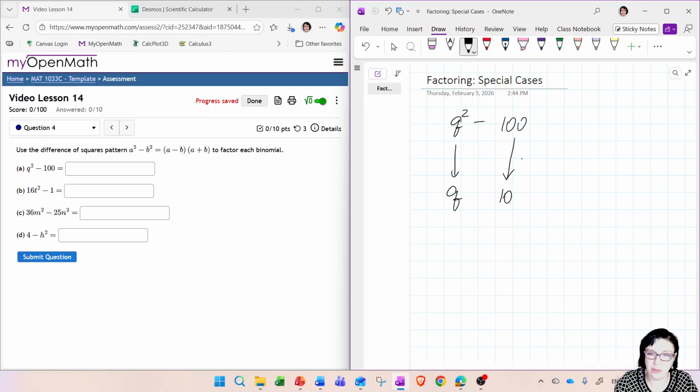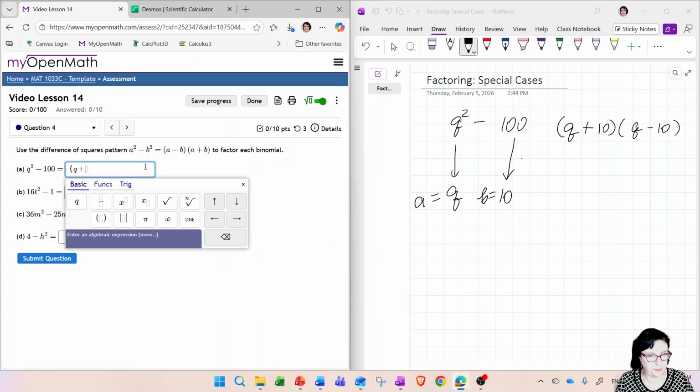And then we just use the pattern, and the pattern says a squared minus b squared. So this is a, this is b. Instead of a, we put q. Instead of b, we put 10. And we get q plus 10 multiplied by q minus 10. Okay? That would be the first one.